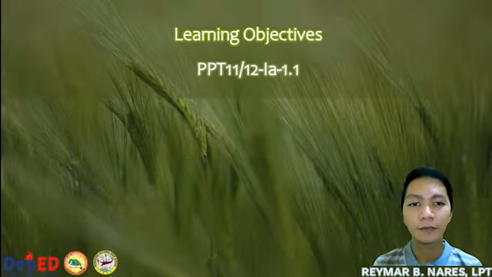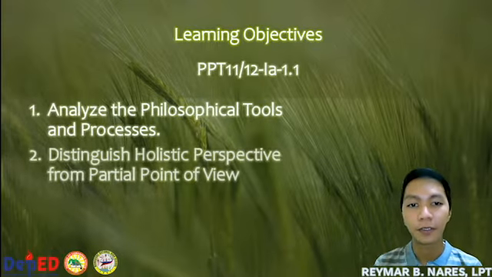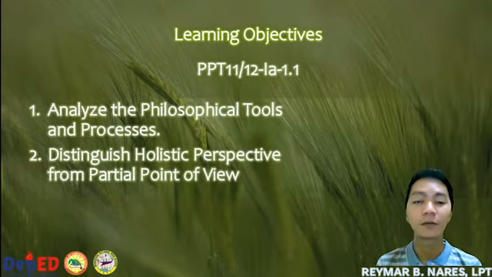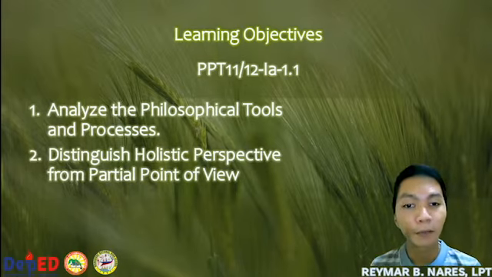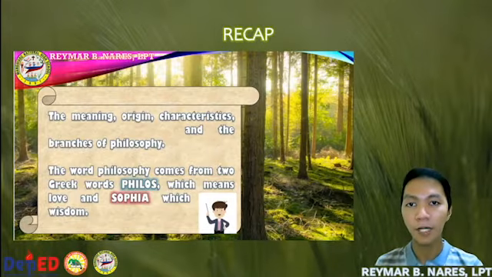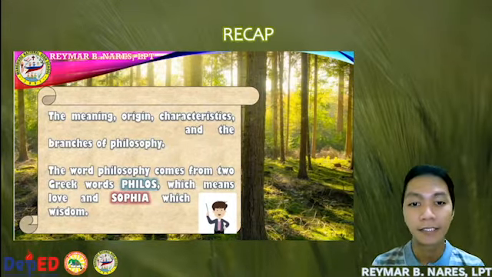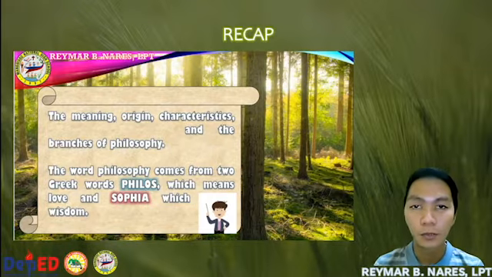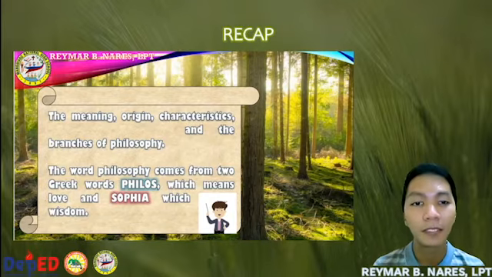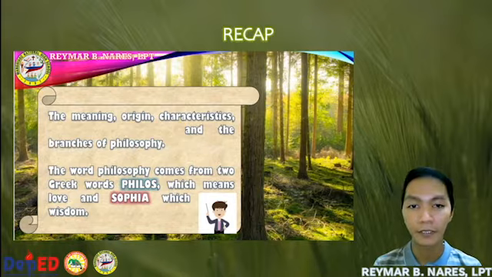For our learning objectives, we will analyze the philosophical tools and processes, and we will distinguish holistic perspective from partial point of view. But before that, let us have a short recap of what we studied in our previous episode. We studied the meaning, origin, characteristics, and the branches of philosophy.